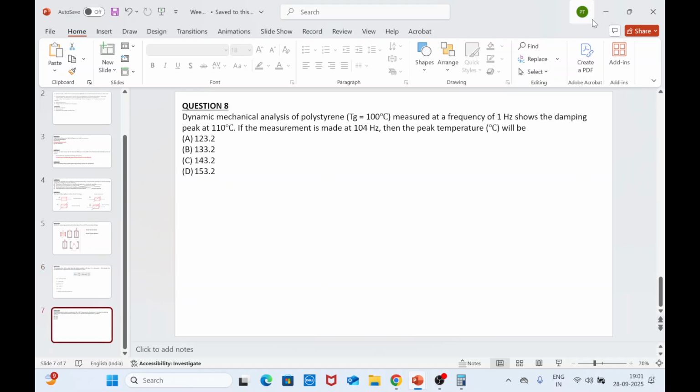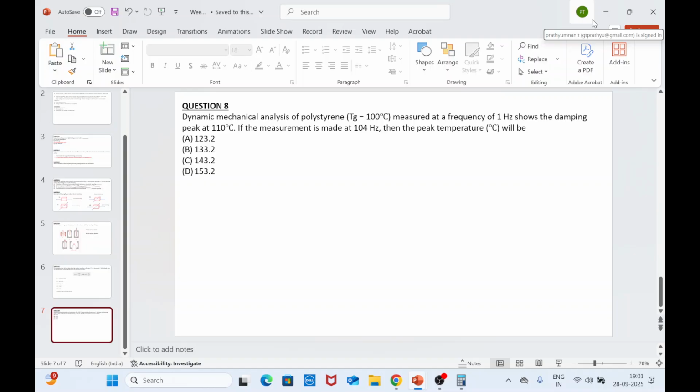So this question is about DMA, dynamic mechanical analysis, of polystyrene with a glass transition temperature of 100 degrees Celsius, which is measured at a frequency of 1 hertz and shows the damping peak at 110 degrees Celsius. If the measurement is made at 10^4 hertz, then the peak temperature will be?